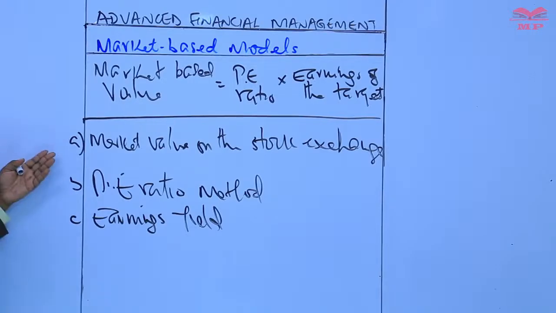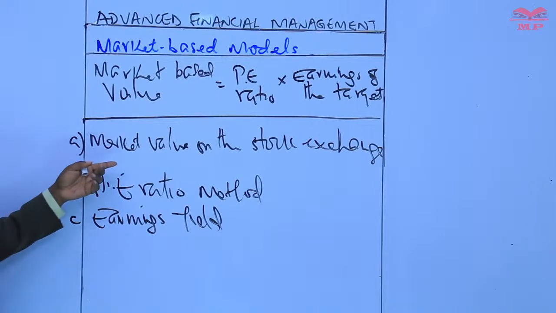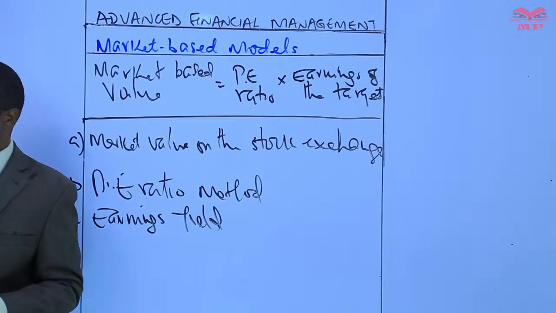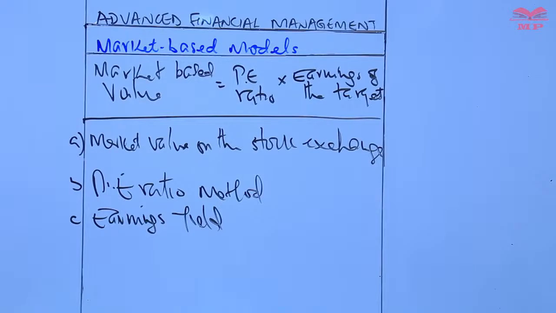So we may have 3 approaches. Market value on the stock exchange when valuing a target, especially a company that is quoted in the securities exchange. If a company is not quoted in the securities exchange, we may use the PE ratio method, or we use the earnings yield method. Now let's have an illustration.